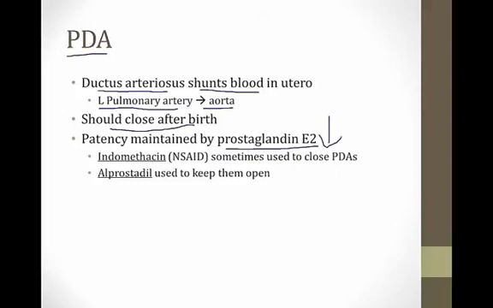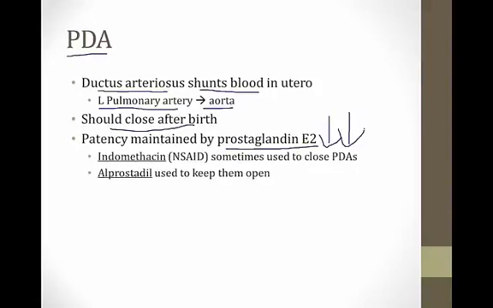There are a number of sources of prostaglandins in utero, but an important one is the placenta. So when the placenta is removed at birth, levels of prostaglandins, including prostaglandin E2, fall, and this should close the ductus arteriosus. However, if it does not close, that results in formation of a patent ductus arteriosus, or a PDA.